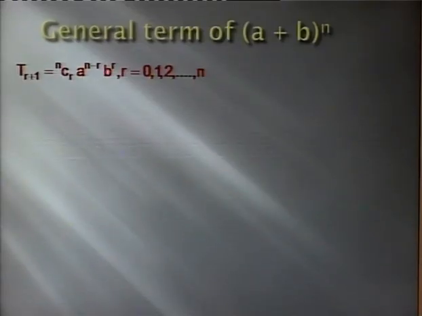For example, you have to find out the 10th term in a certain expression, then you will take r is equal to 9. So, this is the formula which will be used very frequently to find out any term in the expression of a plus b raised to power n. For example, in the expression of a plus b raised to power n, you have to find out, let us say, the 101st term. Then choosing r is equal to 100, you will get the expression for T101.